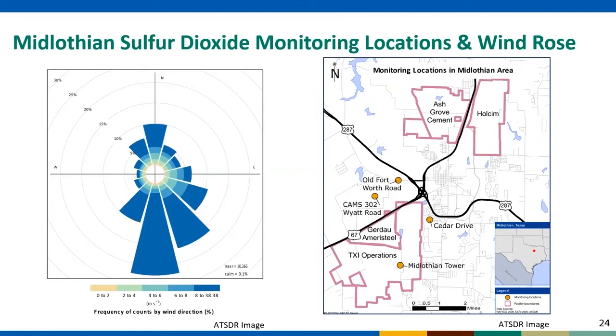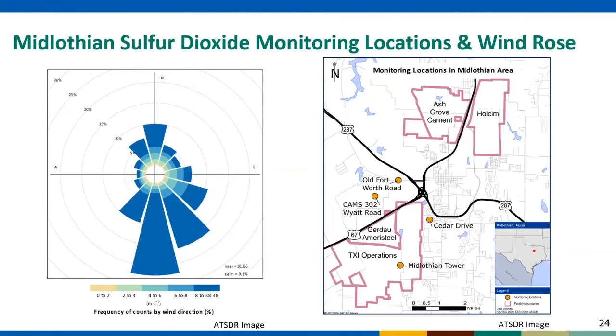However, a few data gaps exist relating to the Ash Grove facility, and we have populations that are in the primary downwind direction. So we know that Ash Grove cement released as much SO2 as TXI did, but we have no monitoring data downwind of the Ash Grove facility. Wholesome did release some SO2, but not nearly as much as Ash Grove or TXI.